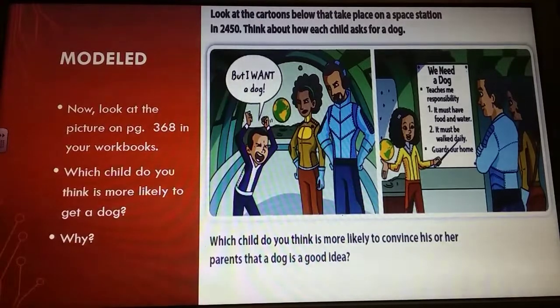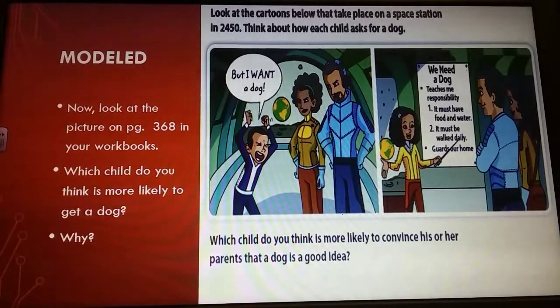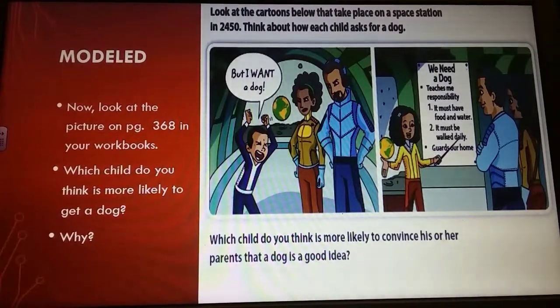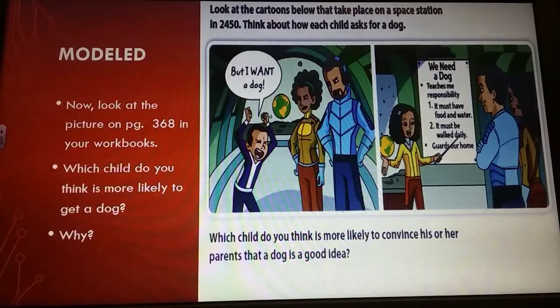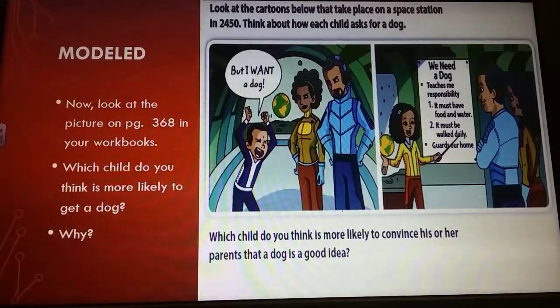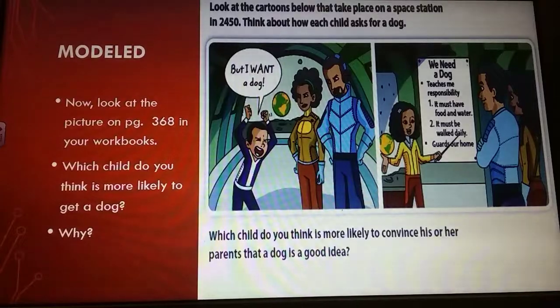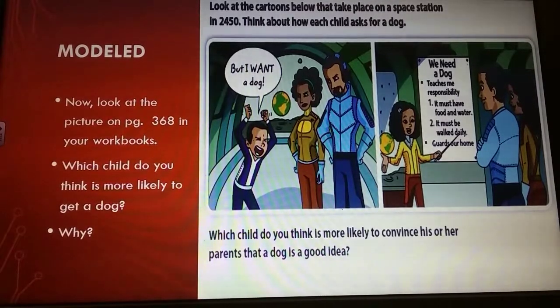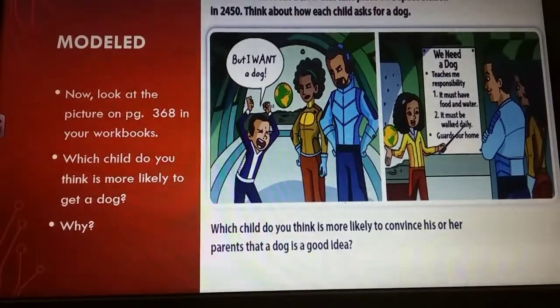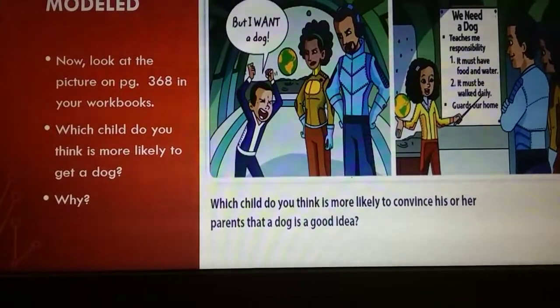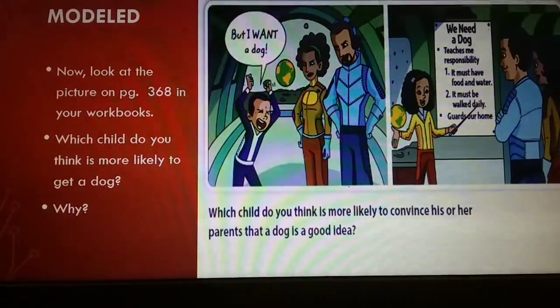All right? If you look at the first bullet point, it says, "Teaches me responsibility." So this is a point that she's making. And then number 1 and 2, if you look underneath, it says, "It must have food and water. It must be walked daily." Those are things that she lists, or reasons that she lists to help her make her point. That they need a dog because it's something that would be good for her. It would teach her responsibility. So instead of her demanding it as the boy did in the cartoon, she provided a stronger argument because she has reasons why getting a dog would be a good idea.